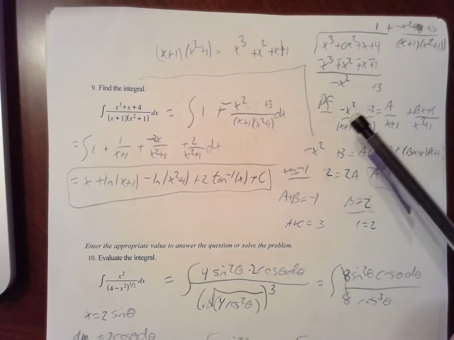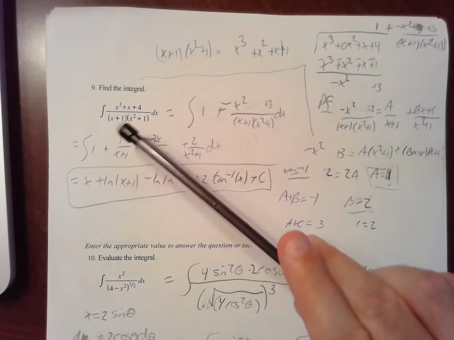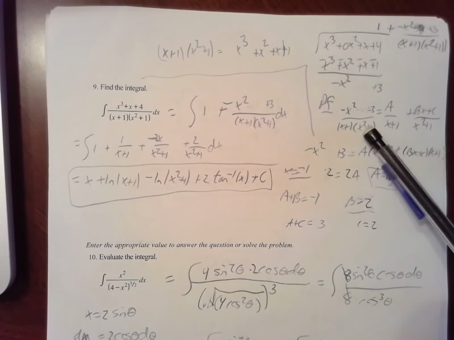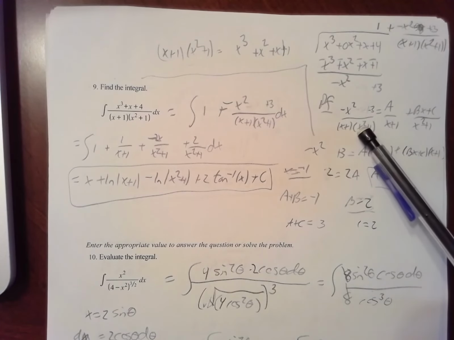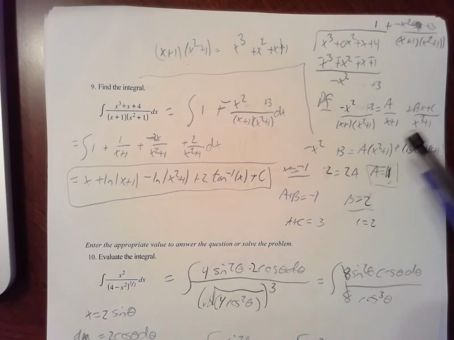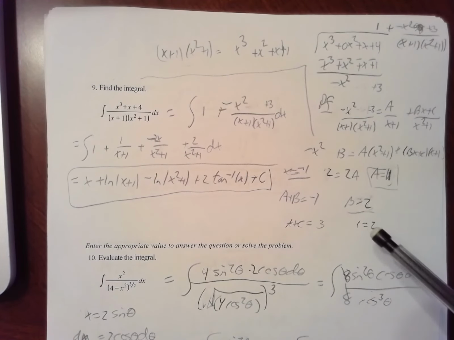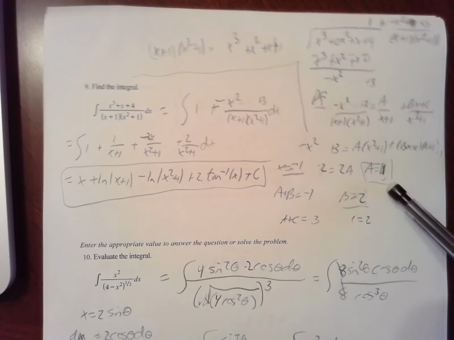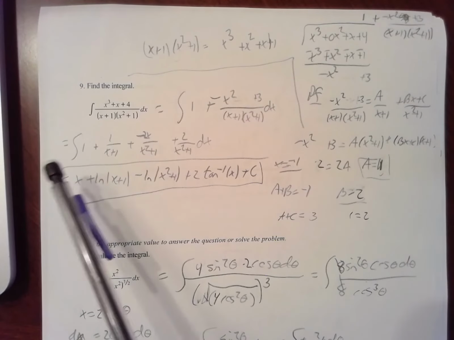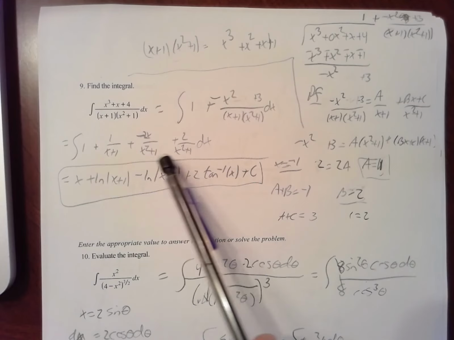And then I do the partial fraction decomposition using those denominators. Because this is an irreducible quadratic, I have to have a linear term on top, bx plus c. Looks just like the equation of a line. Then I go through a bunch of work to solve for a, b, and c. And I get a is 1, b is -2, c is 2, which gives me this integral.